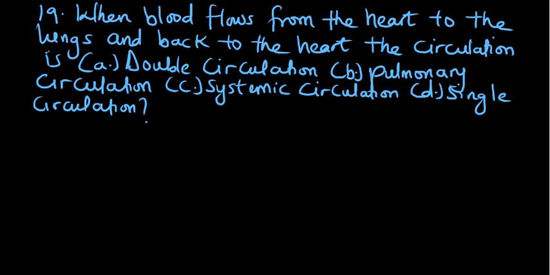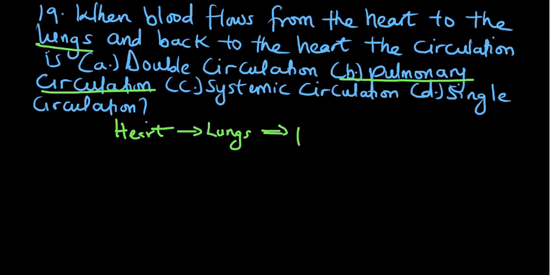When the blood flows from the heart to the lungs and back to the heart, the circulation is. Whenever a circulation involves the lungs, you should know that anything pertaining to the lung is called pulmonary. So the answer here is pulmonary circulation. Whenever there is circulation between the heart and the lungs, the type of circulation is called pulmonary circulation.